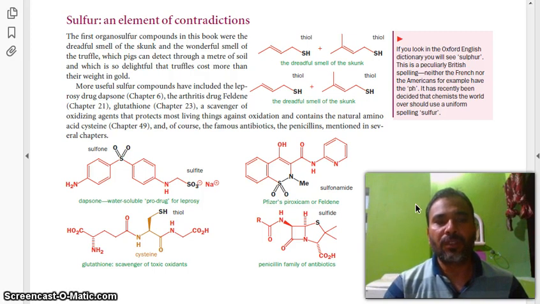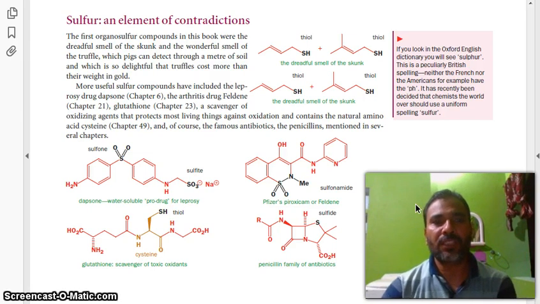Today in this video, I am going to explain about sulfur. If sulfur is present in organic compounds, different types of functional groups will form. First look at it here. If this is sulfur and this is hydrogen, this functional group is known as thiol. This is also thiol. You see SH, this is thiol.